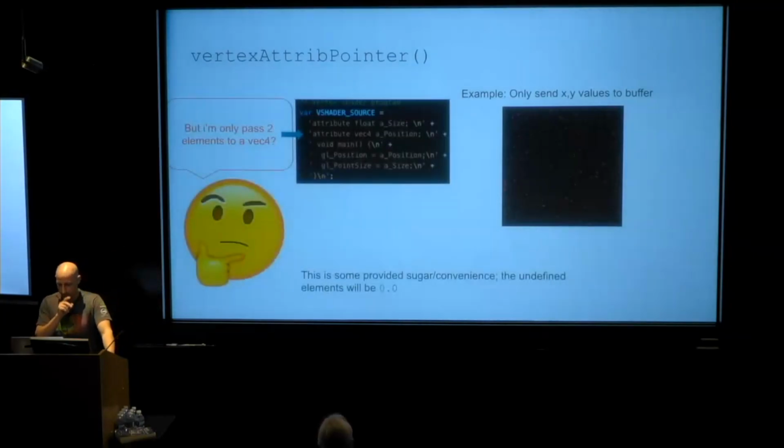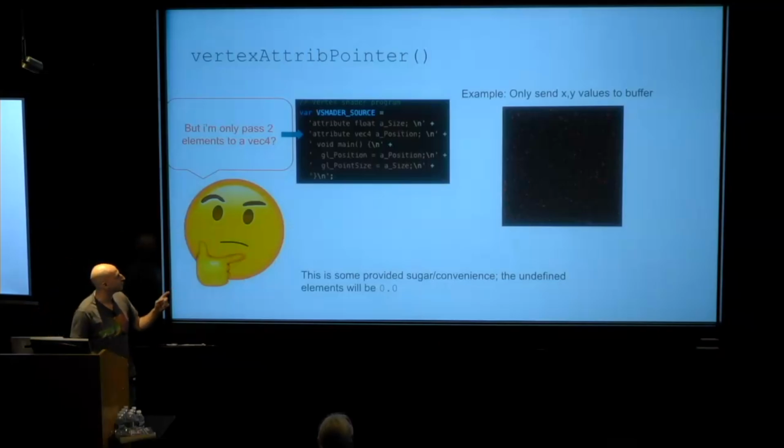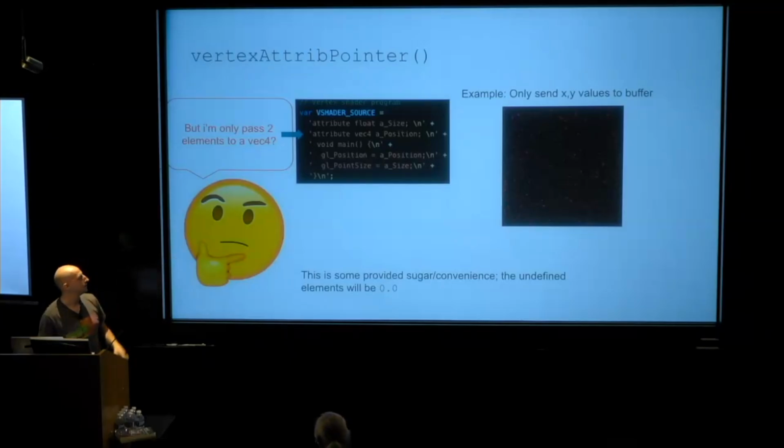This can be tricky. If you go back to your shader code, I'm defining position as 4, and you're telling me to only connect 2. Why does that work? This is just a little bit of syntactic sugar provided by the WebGL engine. It will fill the rest of them with zeros.